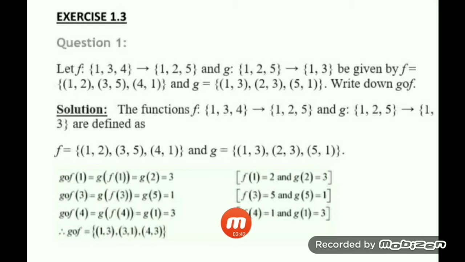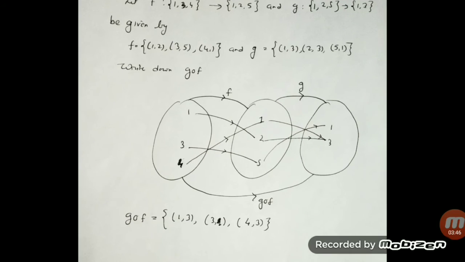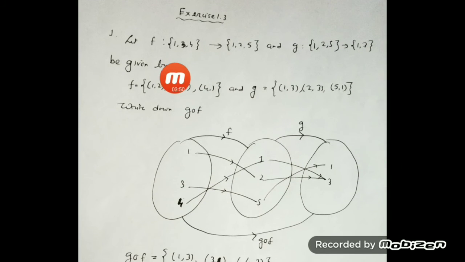Let us do the solution by using an arrow diagram also. In the arrow diagram, I am writing the same question again but drawing the arrow diagram. This is your first set which contains 1, 3, 4. Second set is 1, 2, 5. This is g, starting from this set {1, 2, 5} and it goes to {1, 3}. So this is your function f and this is the function g. After that I have written the elements present in the functions. 1 is related to 2, 3 with 5, 4 with 1. Then for g, 1 with 3, 2 with 3, 5 with 1.